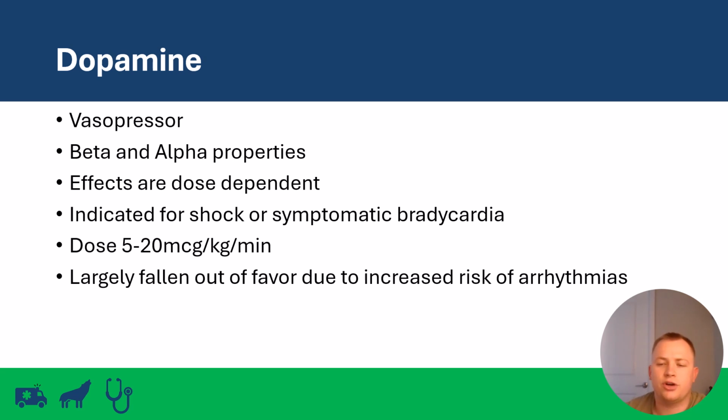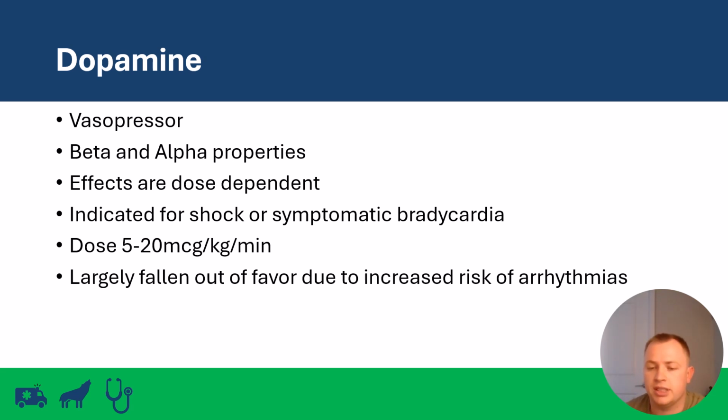Next, we got dirty dopamine. So dopamine is a vasopressor. It's a very old medication, largely fallen out of favor, but it's still around and it's still in most people's drug boxes, and you'll have a few docs who are obsessed with it. Nonetheless, it is a vasopressor. It has both beta and alpha properties, so it can affect inotropy and chronotropy.